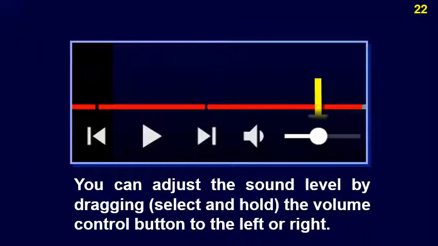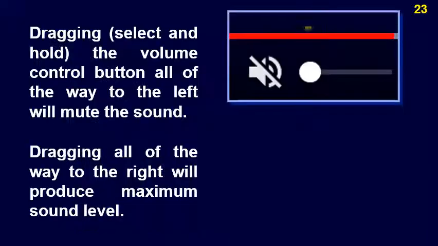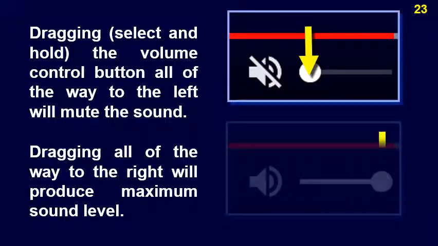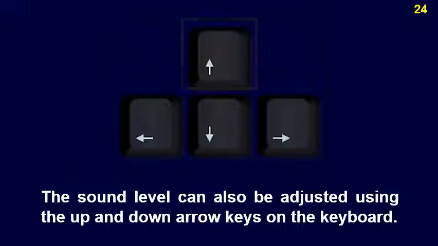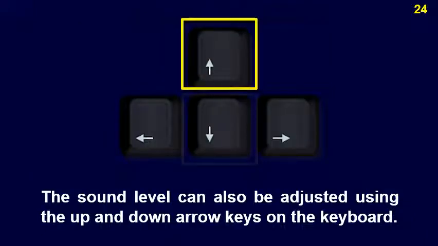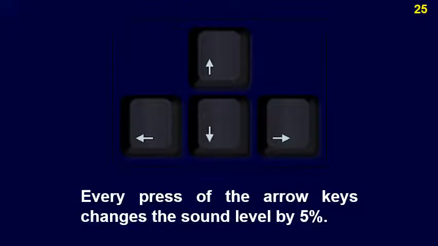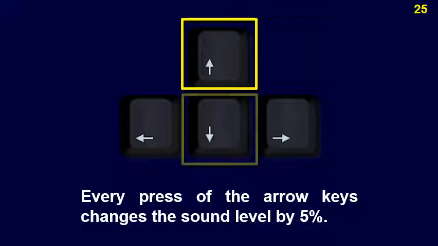You can adjust the sound level by dragging, that is, select and hold the volume control button, to the left or right. Dragging all of the way to the left will mute the sound. Dragging all of the way to the right will produce maximum sound level. The sound level can also be adjusted using the up and down arrow keys on the keyboard. Every press of the arrow keys changes the sound level by 5%.